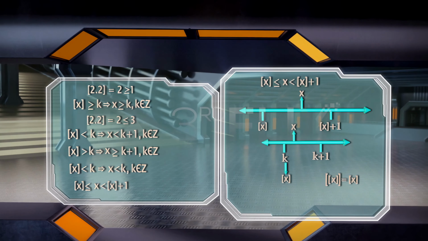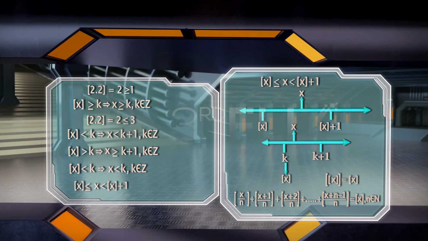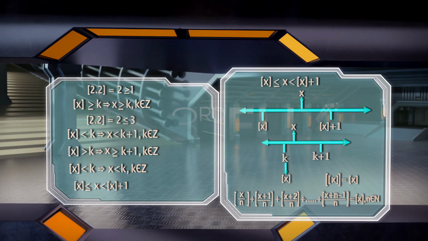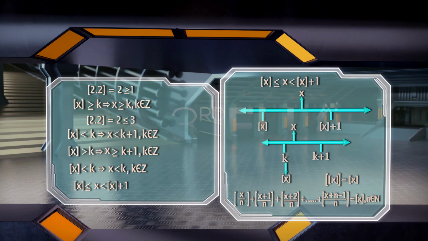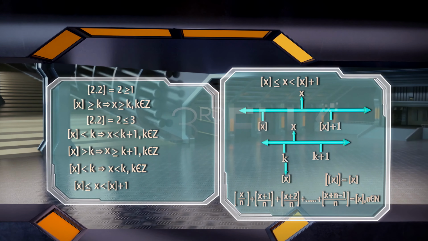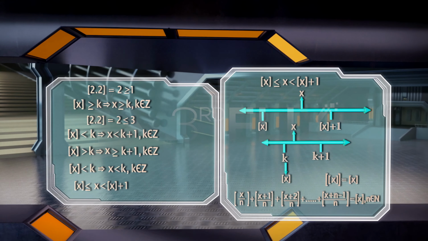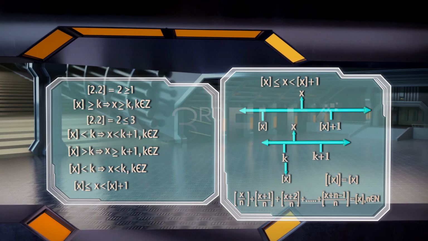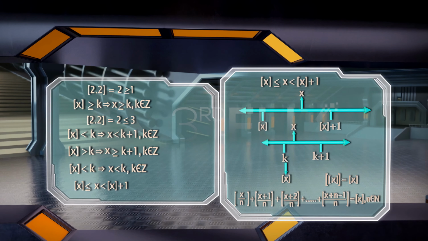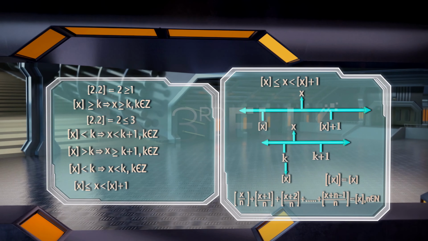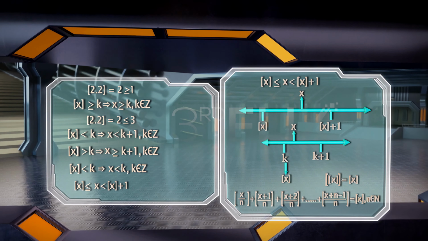Greatest integer function of x upon n plus greatest integer function of x plus 1 upon n plus greatest integer function of x plus 2 upon n, and so on, up to greatest integer function of x plus n minus 1 upon n, equals greatest integer function of x, where n belongs to the natural number set.